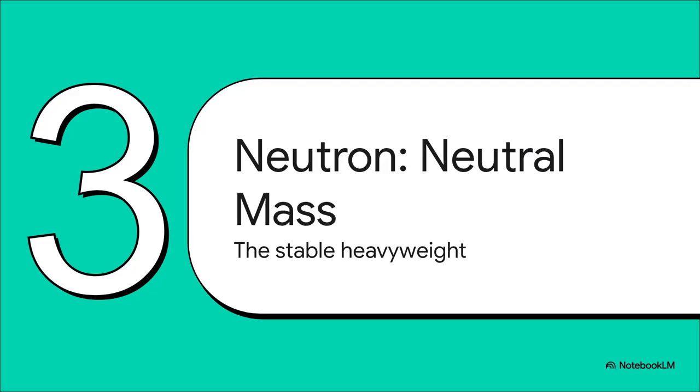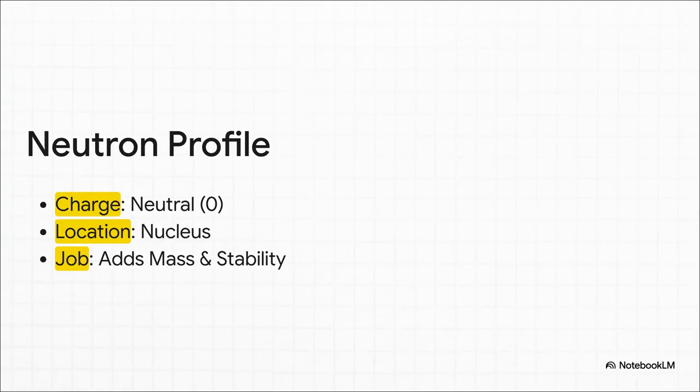Now, the proton isn't alone in that crowded little nucleus. It's got a partner in crime, the neutron. Think of the neutron as the stable, heavy buddy that adds some bulk and basically keeps things from flying apart. The neutron's profile is pretty simple. Like its name kind of suggests, it has a neutral charge, 0 charge at all. It lives right there in the nucleus with the protons. And its main jobs? Well, it adds mass to the atom and helps hold that positively charged nucleus together.